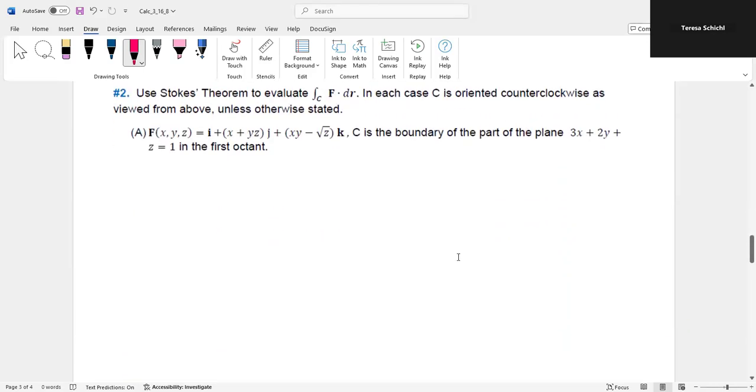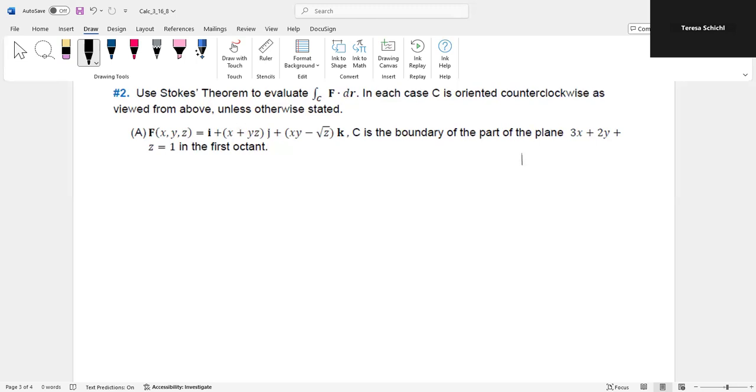I want to find the line integral here, right? This C has counterclockwise orientation. You give me a vector field here, and C is the boundary of a part of the plane 3x plus 2y plus z equal to 1 in the first octant. So how do I find the line integral? Let's take a look at what this is telling us.